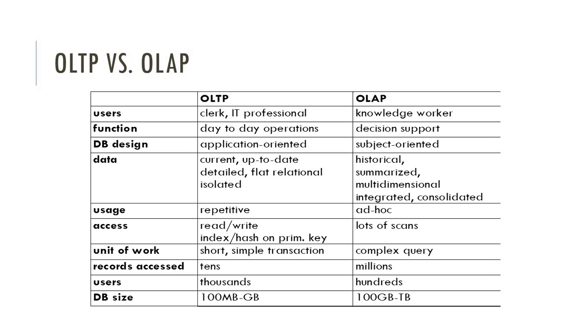Unit of work is a short or simple transaction in OLTP, while OLAP is for complex queries. The record access is tens in the OLTP while millions in the OLAP. Users: because it is a day-to-day transactional database, the number of users in the OLTP is much more than in the OLAP, and the size of the database is also much smaller than the OLAP server. So this is the difference between the OLTP and OLAP server.